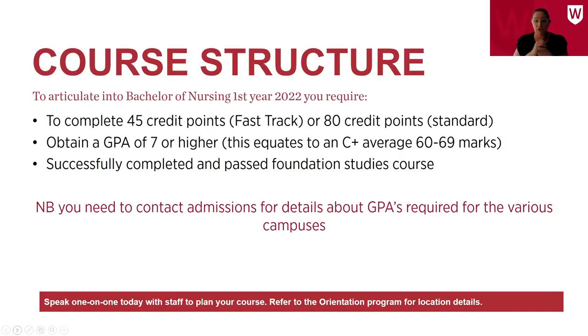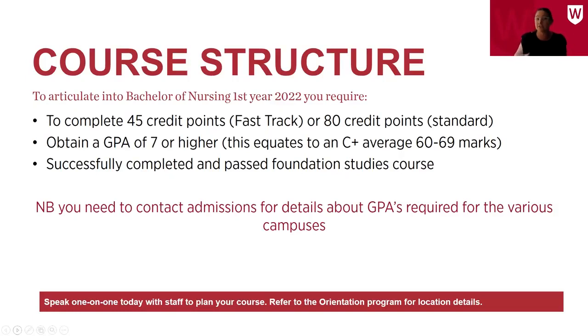If you wish to get into the Liverpool and Parramatta campus, you will need to get a higher GPA. Now, they don't tell me what that higher GPA is because it does fluctuate each year. And it could be the fact that, you know, the Campbelltown one might be higher than 7 as well.